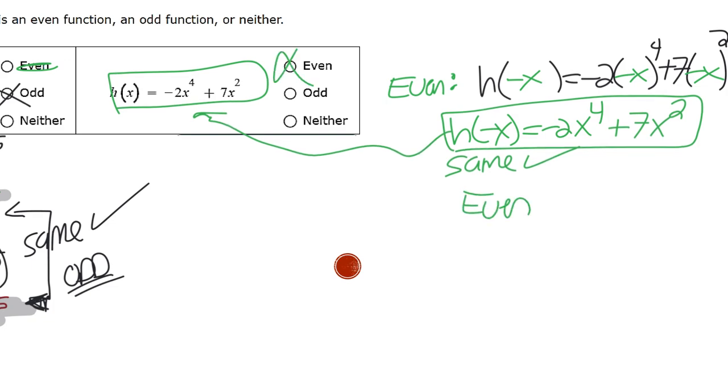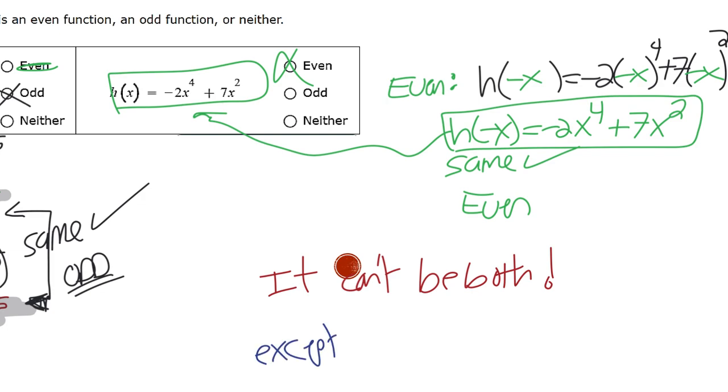Now, it can't be both. And there's only one exception, and I can say except when f of x is by chance 0. The trivial case. So that is the only time it could ever be both, because it's nothing and it doesn't have a graph or anything, but it can't be both even and odd at the same time.